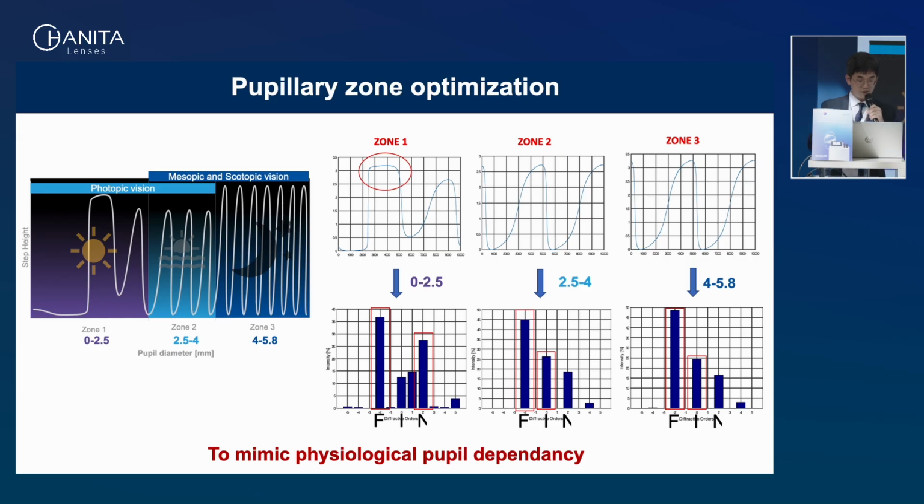And if you look closely, you can see that in Zone 1, they put more weight on the near vision with the wider edge on the top, and with Zones 2 and 3, there is a little more energy to the far and intermediate compared to Zone 1. In fact, this design mimics the physiological pupil dependency, in that the pupil gets smaller and the lens power increases by accommodation, so it is all for the near vision.